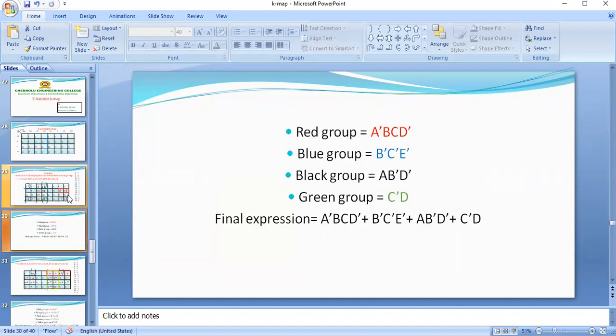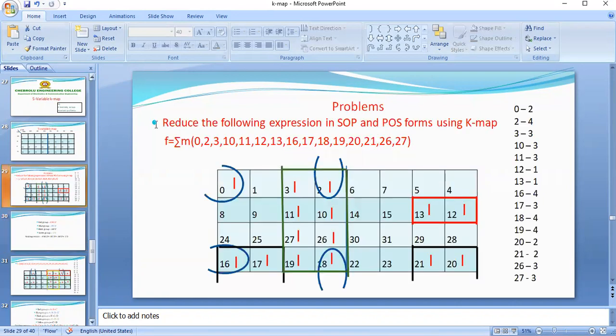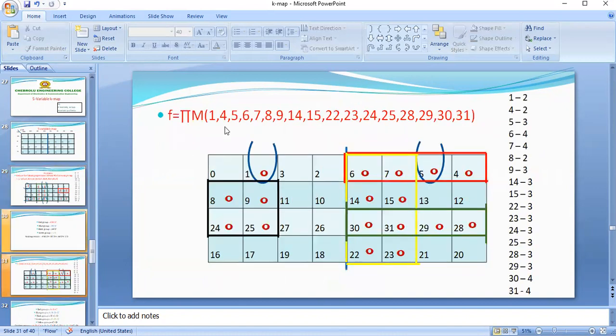Next, for the same problem, I am taking it to get the simplified product of sums expression. So how do we get the simplified POS form? You have to take the missing numbers from the given function. What are the missing numbers here? 1, 4, 5, 6, 7. Those are called maxterms. I'm taking the missing numbers and the representation is product of sums.